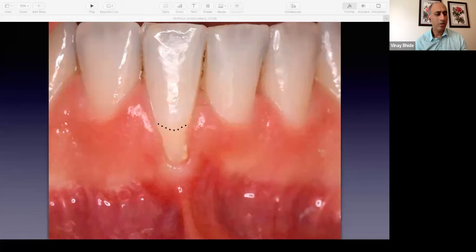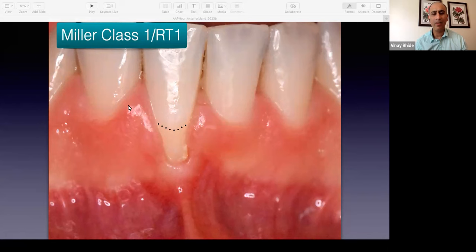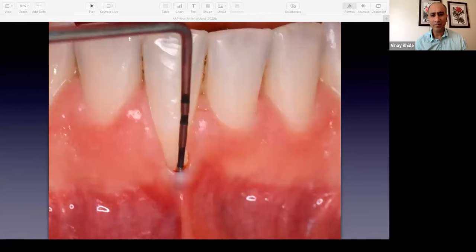So let me take you through the free gingival graft procedure step by step. So here's a patient that has a Miller class 1 RT1 recession. Miller class 1 because we've got full fill of the interdental spaces, and RT1 because the CEJ is not visible. We only have attachment loss effectively on the buccal aspect. We have thin marginal tissues. In fact, we have no attached gingiva, and we have this frenal pull that we can see here as well.